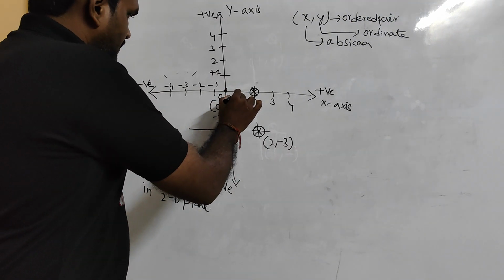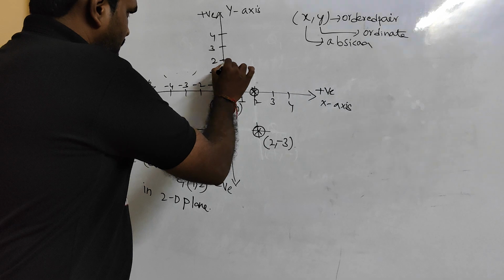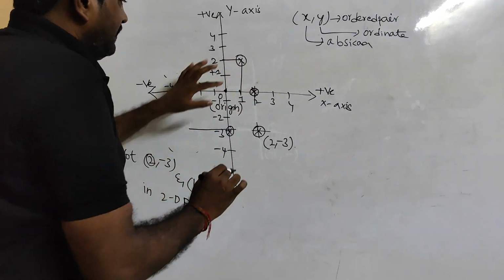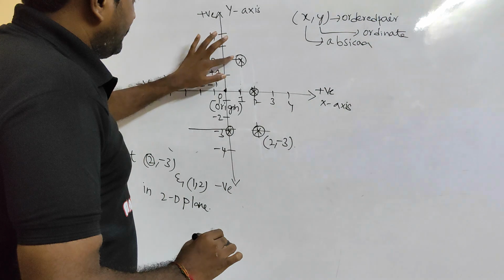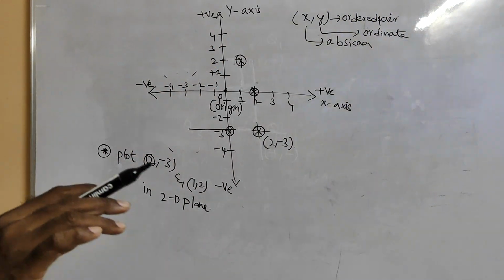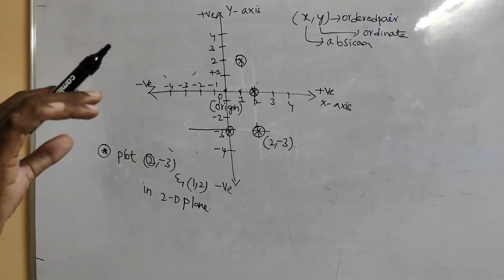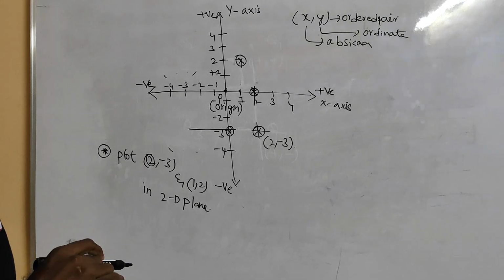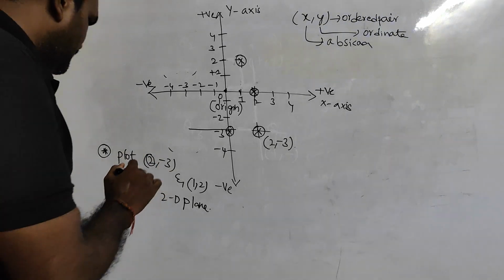So 1 is here and 2 is here. So this line and this line. So this has to be our point. Afterwards, if you want, you can rub this one. Like this, you have to plot the points in the 2D plane. Am I clear or not? Till here I think I am clear. And after that, next question.